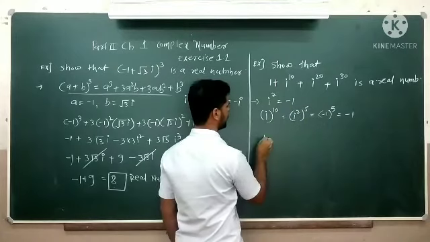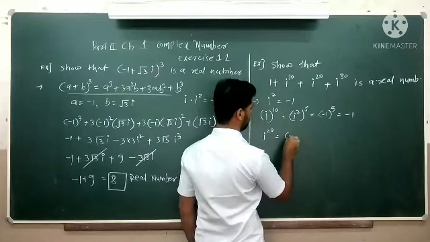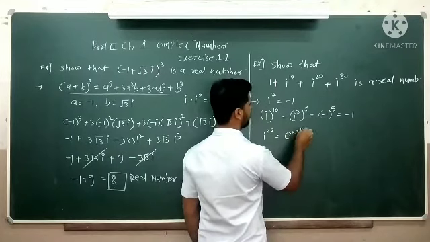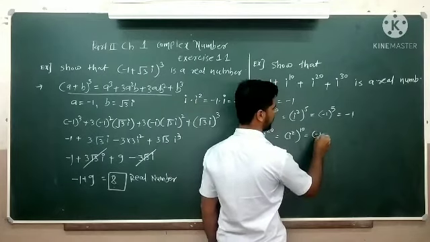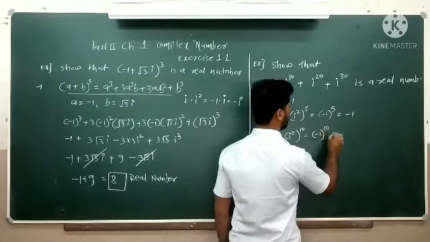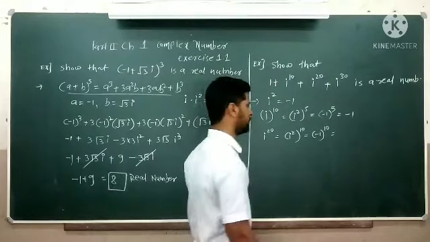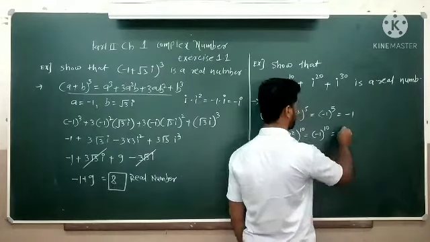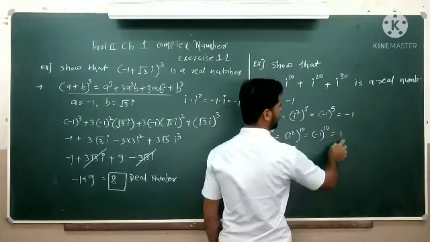Now come to the next, i to the power 20. How can you write this? i square and then 10 power, because 2 into 10 is again 20. i square's value we know is minus 1 and their power is 10. When you have power as an even number, that minus 1 becomes plus 1. So minus 1 to the power 10 becomes 1. Right? So indirectly i to the power 20's value becomes 1.